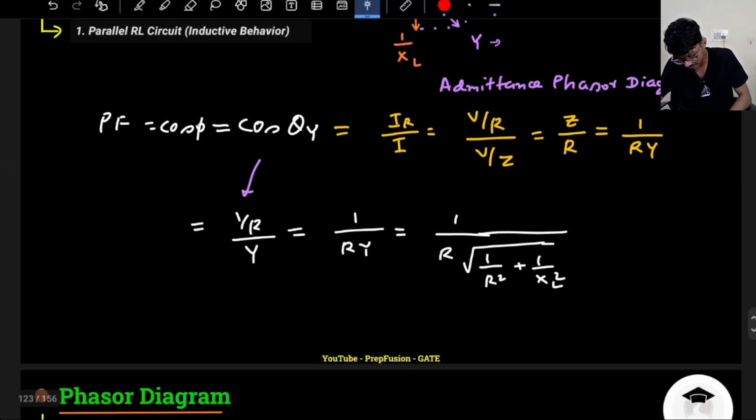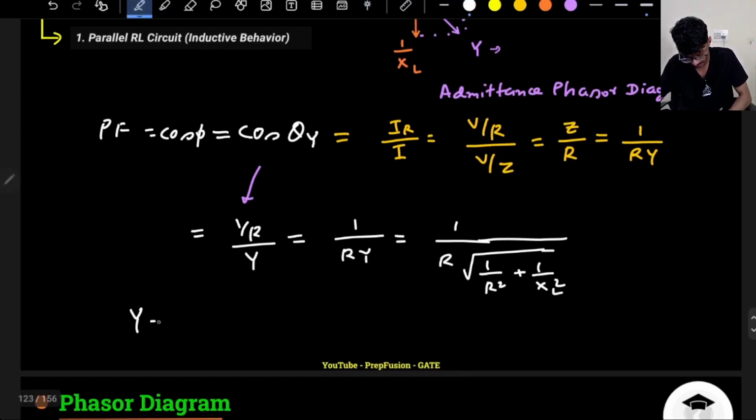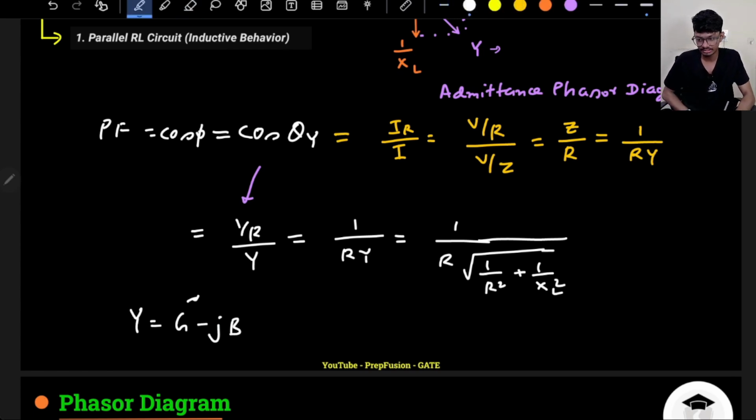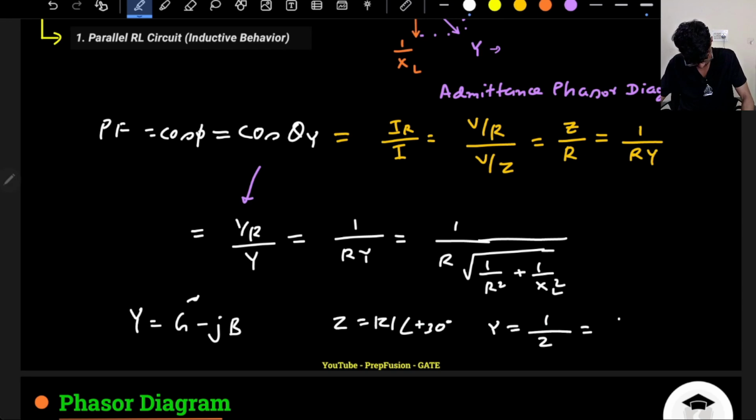Remember, your Y can be written as a sum of G plus jB, where G is the conductance. Sometimes they write it as minus jB, because if I take the inverse of impedance, the angle changes its sign. Z has some positive angle, magnitude of Z at plus 30. Admittance will be 1 by Z, 1 by magnitude of Z; the plus 30 goes to the denominator, so it becomes 1 by magnitude of Z at minus 30. So the sign interchanges.